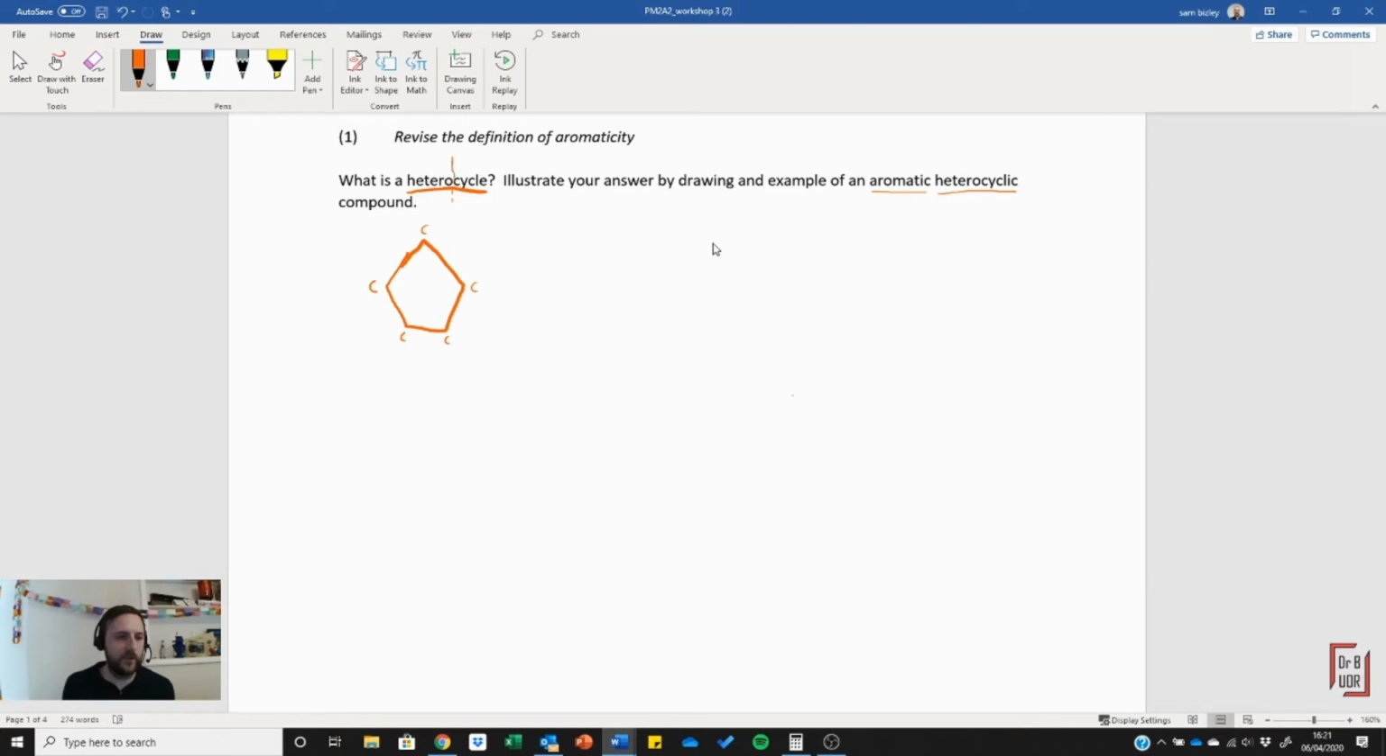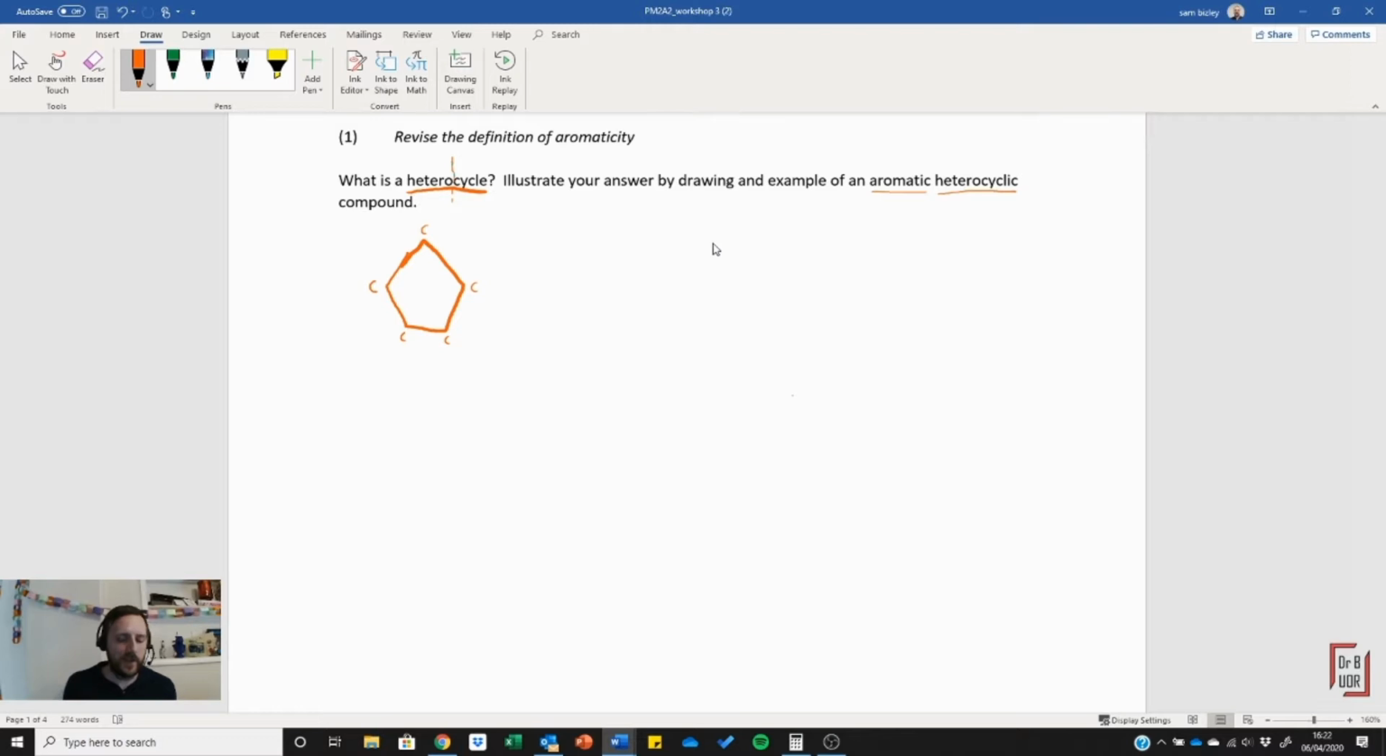Okay, so if we tried to apply that definition to this cyclopentane, yes, it is cyclic, so it ticks one of the boxes. But does it contain a non-carbon atom in the cycle? That would obviously be a no at this point, because they're all carbons. So an important point is that this heterocycle must contain a non-carbon atom in its ring structure.